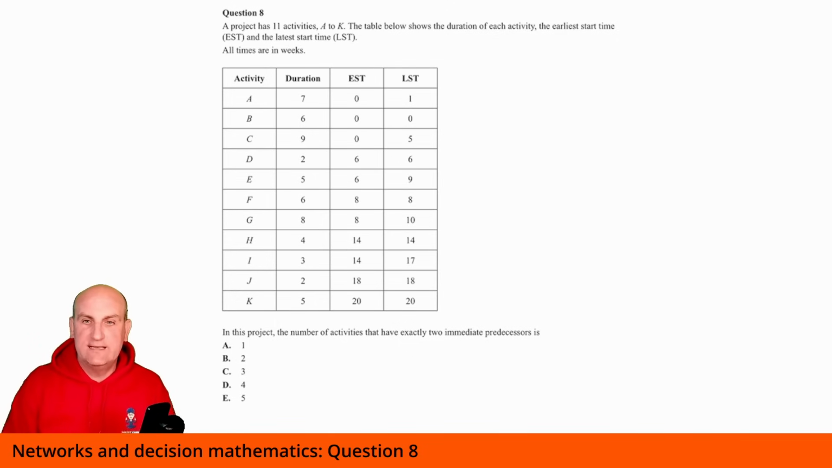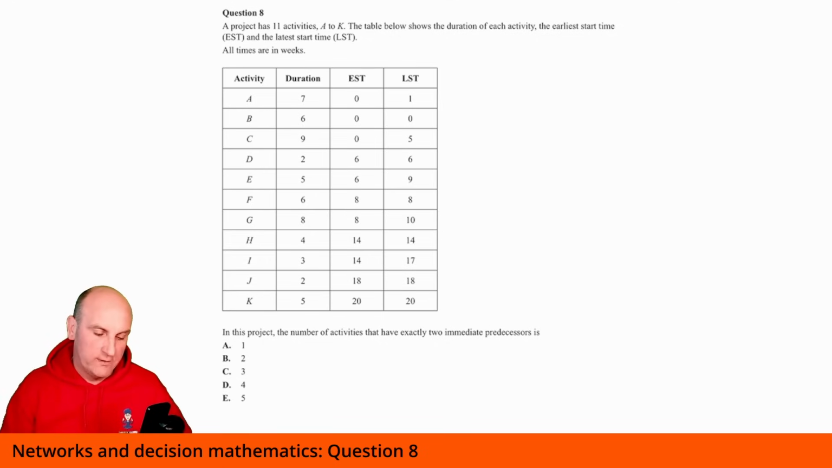Right, question number 8. Let's see how this one goes, shall we? A project has 11 activities, A to K. The table below shows the duration of each activity, the earliest start time and the latest start time. All times are in weeks. In this project, the number of activities that have exactly 2 immediate predecessors is... Right, I did this question, and I'm going to tell you now, it was something else.